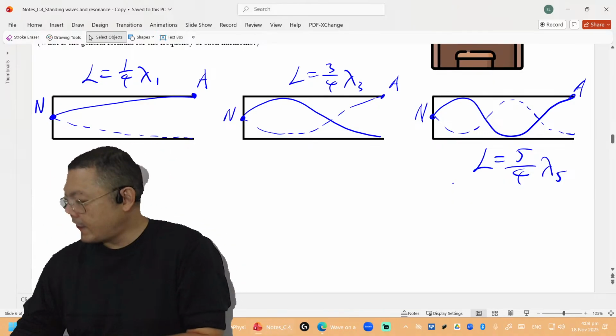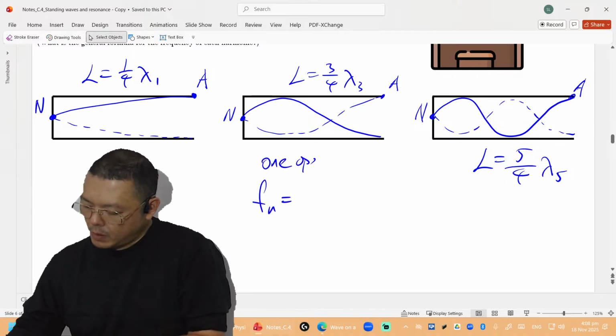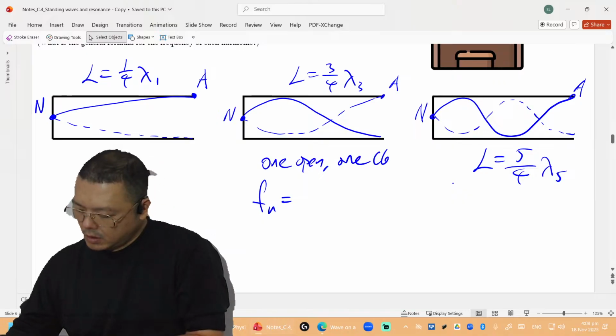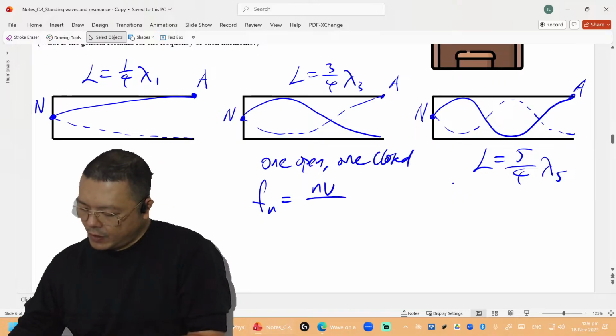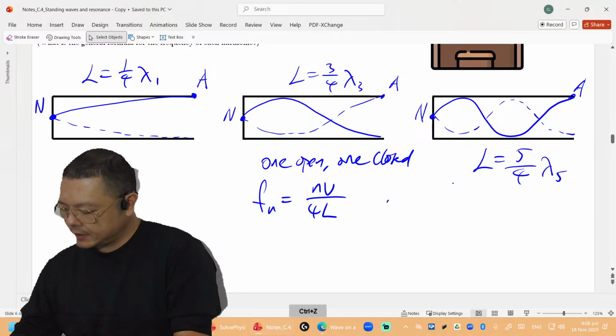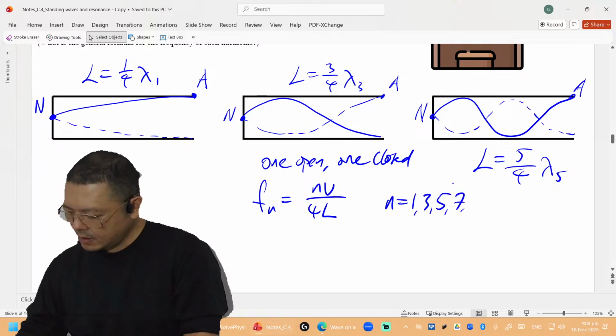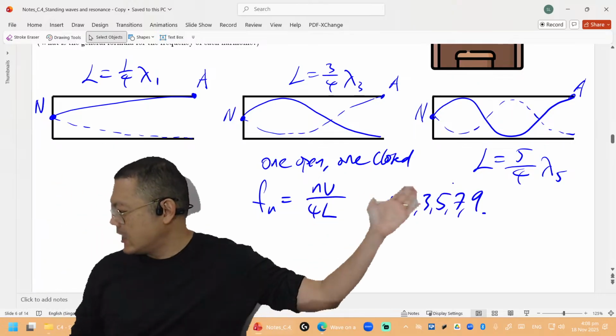So the general formula for Fn, one open, one closed, is nv over 4L, but the n is 1, 3, 5, 7. So that's in odd numbers.